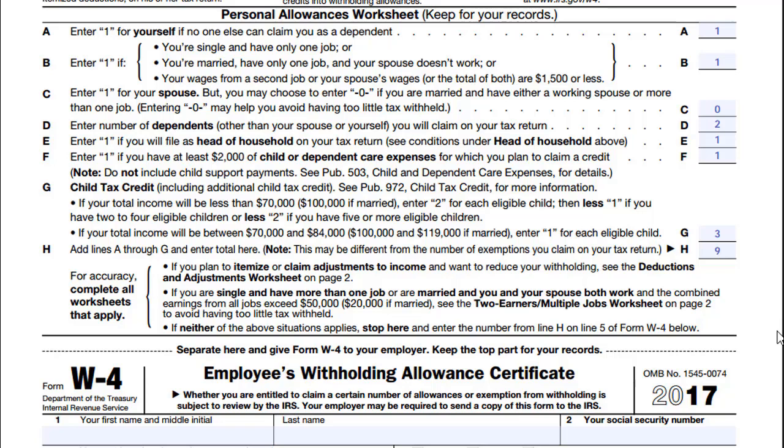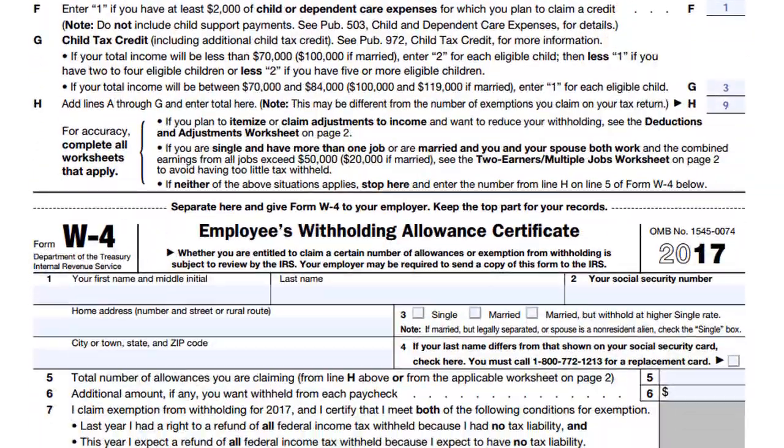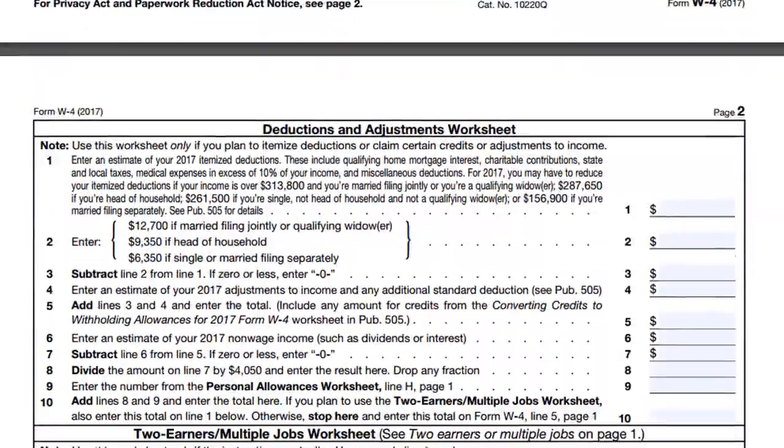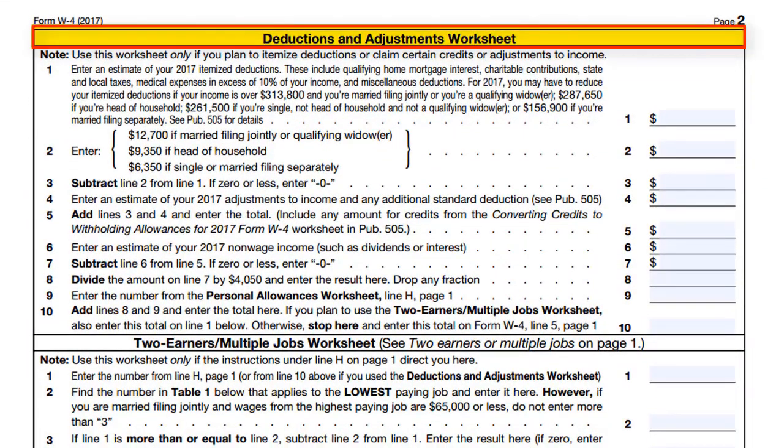However, because Susan decided to start a business with MyEcon, Susan now has the option to claim adjustments. Let's take a look at page 2 of the Form W4. At the top section, we find the Deductions and Adjustment worksheet.